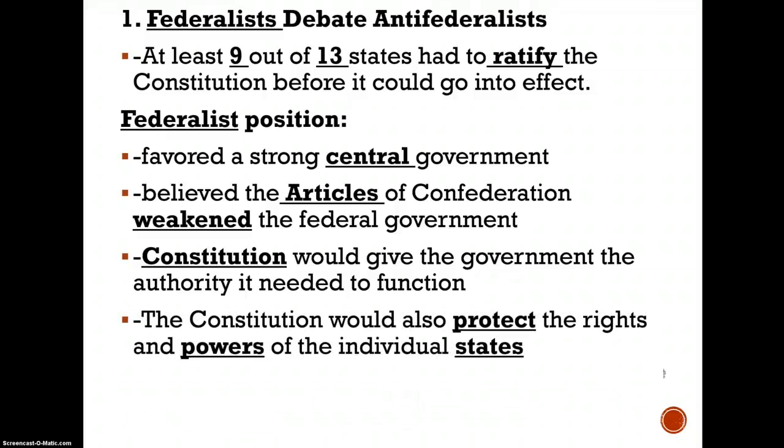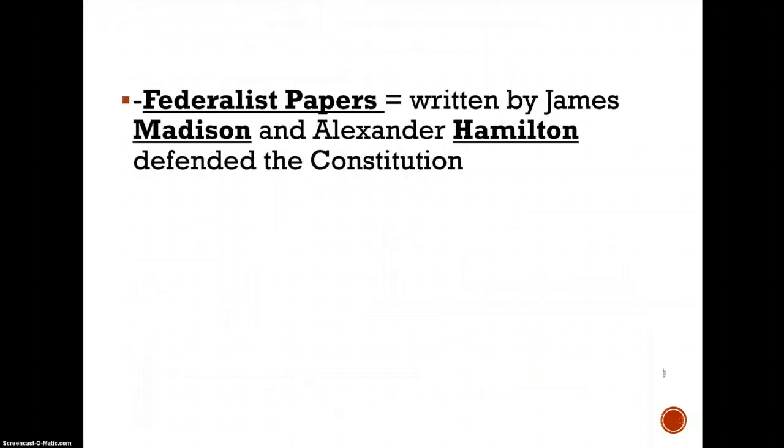They also believed that the Constitution would protect the powers of not only the central government, but also the individuals, each person within the state. And we'll talk a little bit about that when we look at how they compromised or came together.